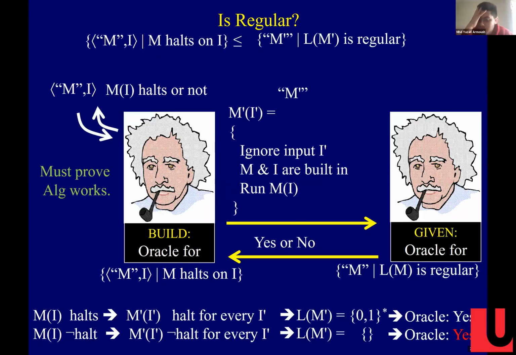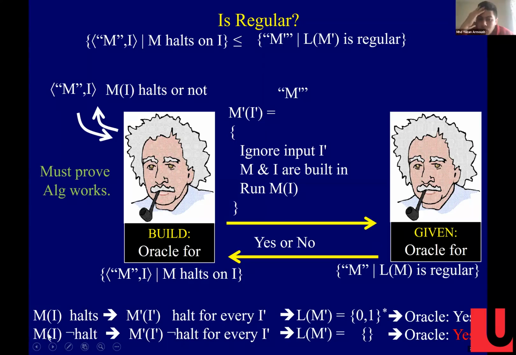Everybody gets that if M halts on I, then M prime halts on every I prime. So what is the language of M prime? It's the everything language. It accepts everything. The everything language is regular. In fact, I just gave you a regular expression for it: 0, 1 star is a regular expression. So the oracle says yes.